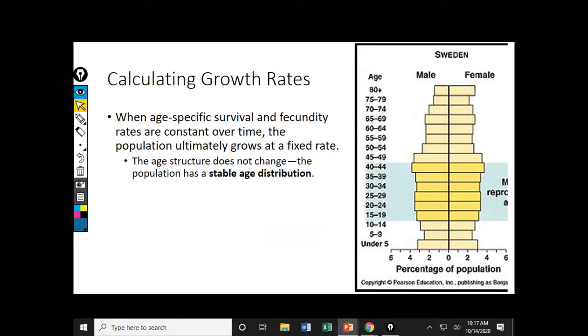Now, when we have these age-specific fecundities and survivals, this is the kind of stuff we used in our life tables. We find that most populations are going to grow at fixed rates. And this is what we saw in our last one. After it took a hot second, right, that lambda settled out at 1.3, right? We ended up with a fixed growth rate. This is common. Okay, so our population generally grows at a fixed rate.